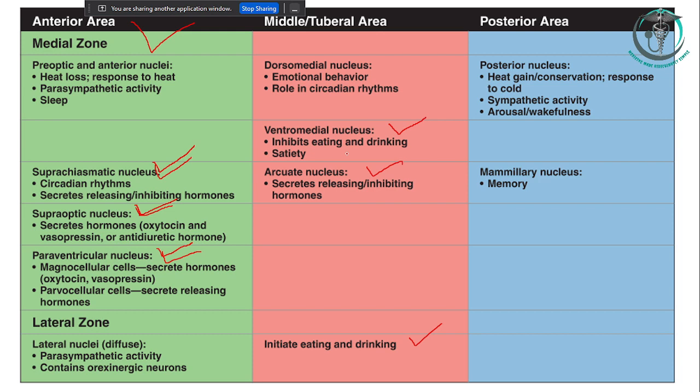Then you have the paraventricular nuclei. What does it do? The paraventricular nuclei has two types of cells: the magnocellular cells and the parvocellular cells. The magnocellular cells are the ones that end up secreting oxytocin and vasopressin. The parvocellular cells are the ones that end up producing all the releasing hormones, the ones we've been talking about. So this is what I want you to take note of. I also want you to take note of the ventromedial nucleus, found in the middle, and the arcuate, because you'll see later why I'm telling you to know this. Anything I haven't mentioned here, forget about it. It won't show up in your exam.